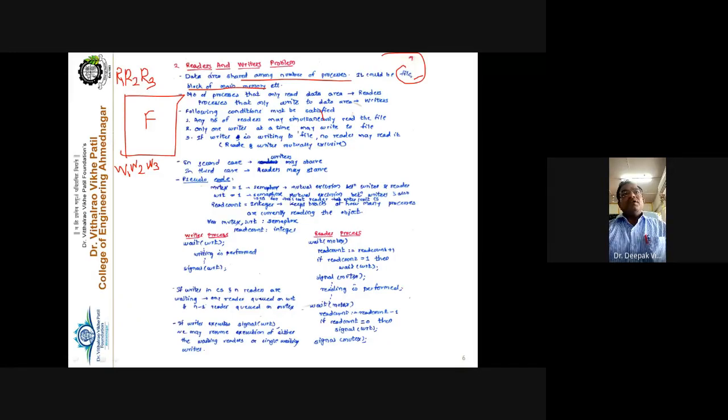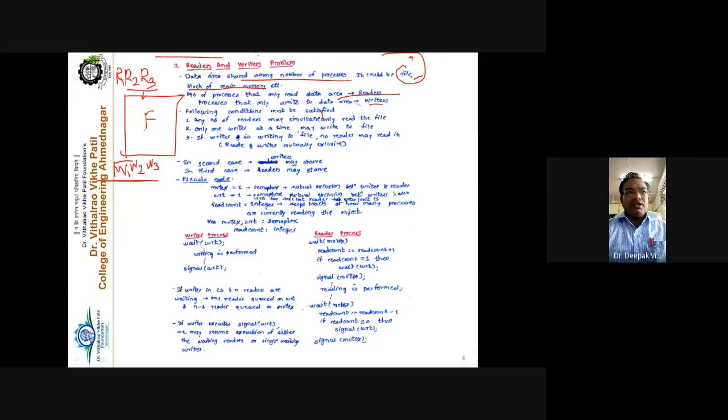The processes that only read the data are called reader processes. And the processes that only write the data are called writer processes. The writers are able to write into the file, which means they can edit the file. And the readers are not able to write the file, they only read the file, they are only able to read the contents which are written inside the file.